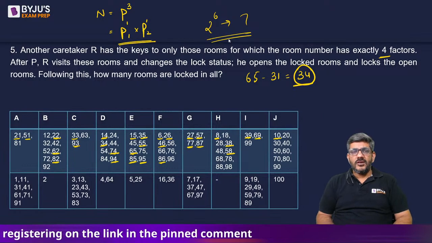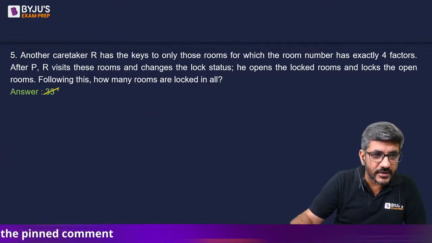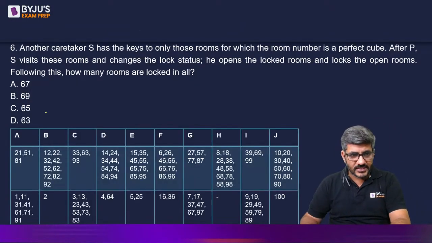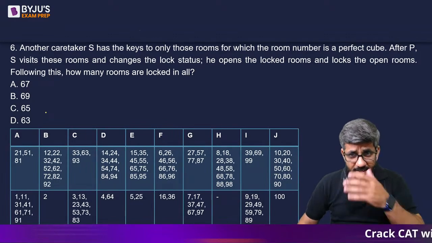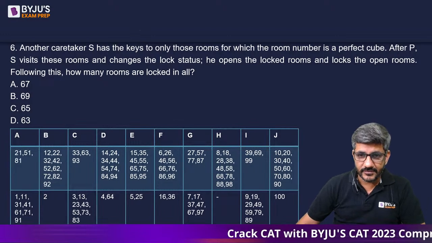Okay, so this is the answer for us. Question number 5, the answer should be 33 rather than 34. Okay, I'll move on to the next question. Question number 6, once again an easy question, which again I feel that you guys can answer it very fast. Let me see you answer this fast enough.